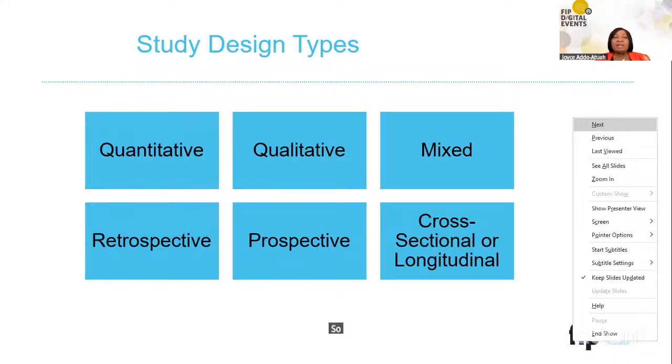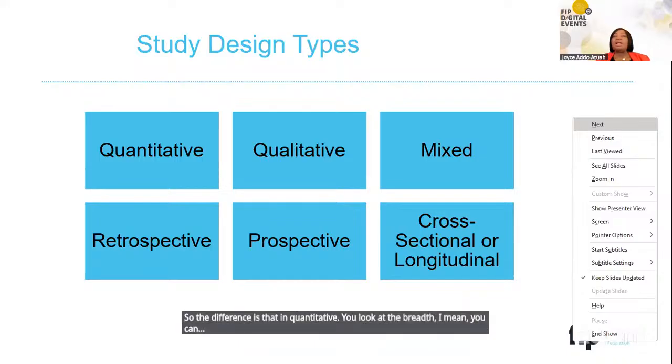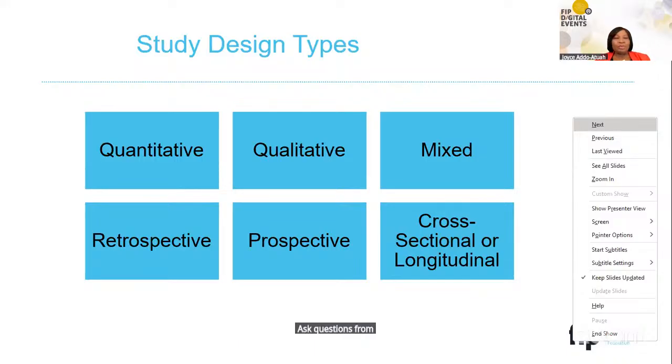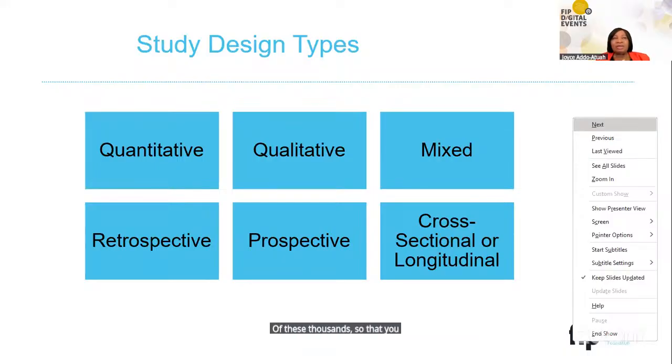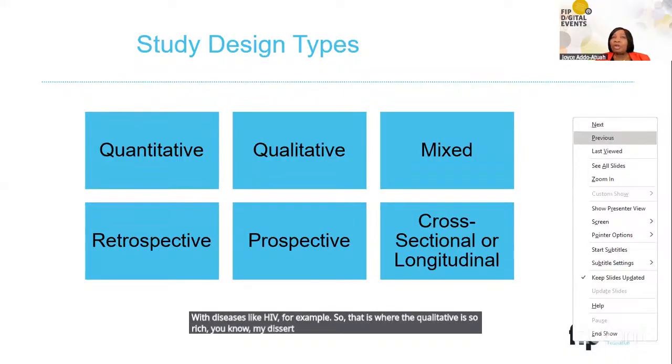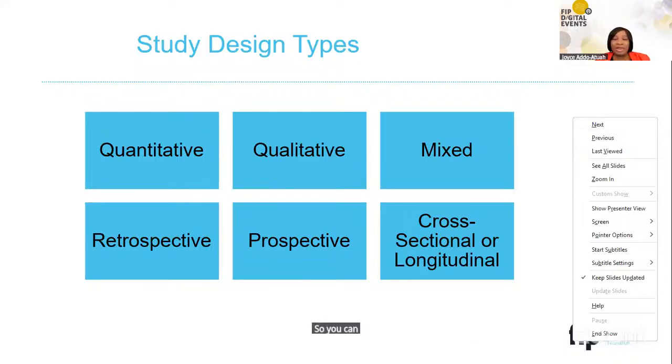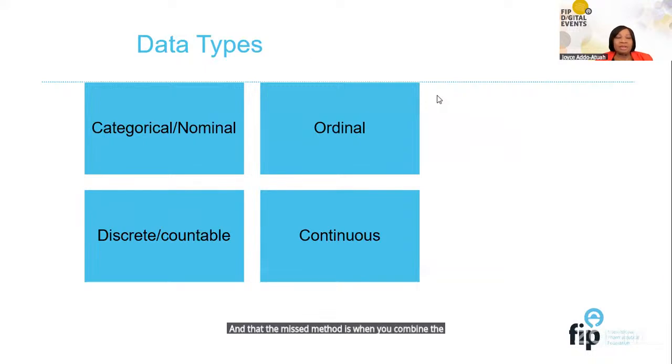So the difference is that in quantitative, you look at the breadth. You can ask questions from thousands of people. But in qualitative, there's a selection of these thousands so that you get in-depth their perspectives, their lived experiences with a disease like HIV, for example. So that is where the qualitative is so rich. My dissertation has more than 500 pages. So you can imagine, because you gather a lot of information. And the mixed method is when you combine the qualitative and the quantitative.